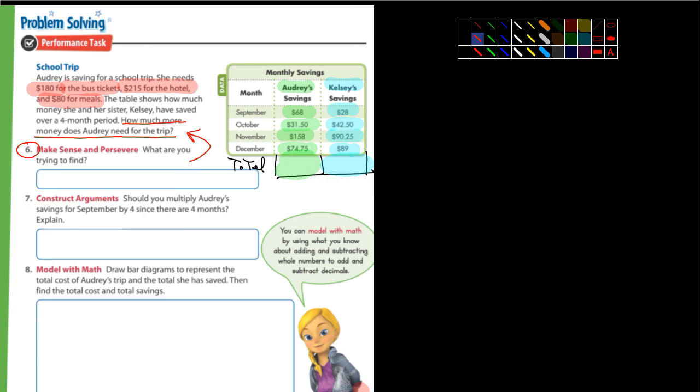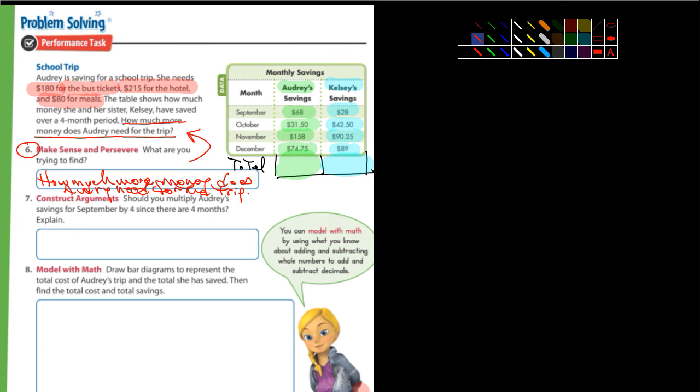How much more money does Audrey need for the trip? You'll see this a lot. Well, they'll ask you, what are you trying to find? Just look at the question they ask us. That's what we're trying to find.